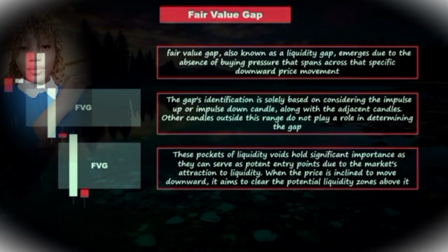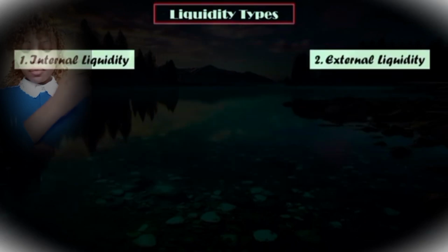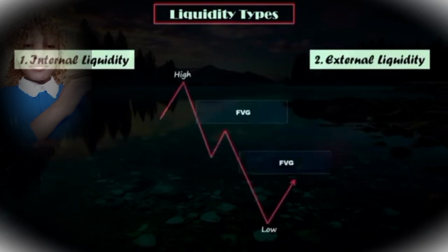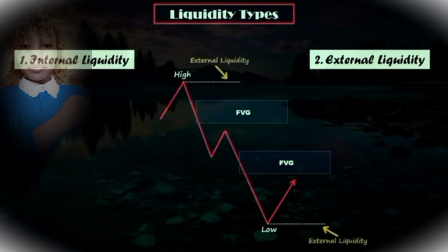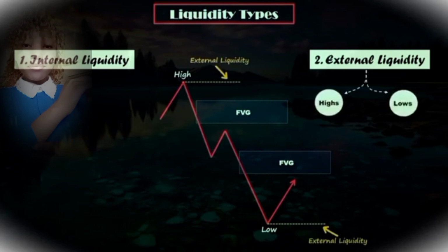Now let's move on to the next topic, external and internal liquidity. Now, when it comes to liquidity, we categorize it into two types, internal and external liquidity, to better comprehend this. Let's imagine a market structure like a rally wave consisting of a high and a low. These highs and lows represent external liquidity. Essentially, external liquidity pertains to the highs and lows within a rally wave.